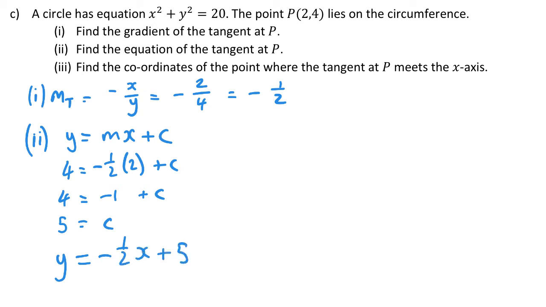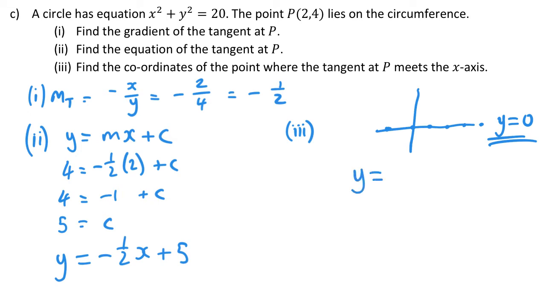Part 3, find the coordinates of the point where the tangent at P meets the x-axis. So whenever we have something that meets the x-axis, the coordinates on the x-axis are 0, 0, 1, 0, 2, 0, 3, 0, 4, 0, minus 5, 0. All the y values are equal to 0. So what we need to do is let y equal 0 for the tangent equation.